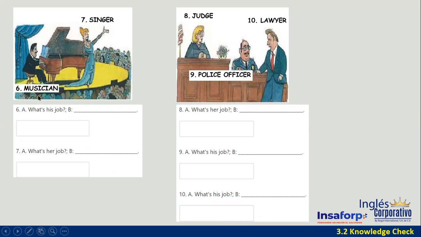What's his job? He's a musician. Muy bien. A musician. What about number seven? She's a singer. Very good. What about her? What's her job? Correct. Number nine. He is a police officer. Okay. Number 10. He's a lawyer. Very good.